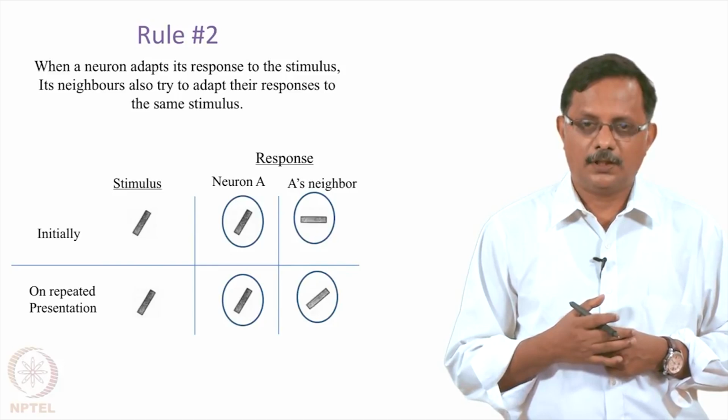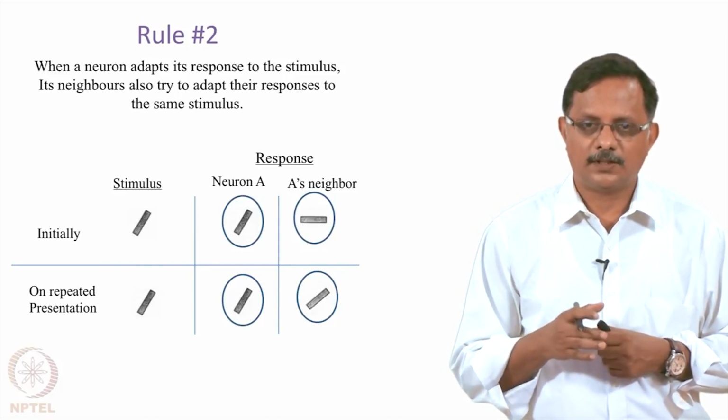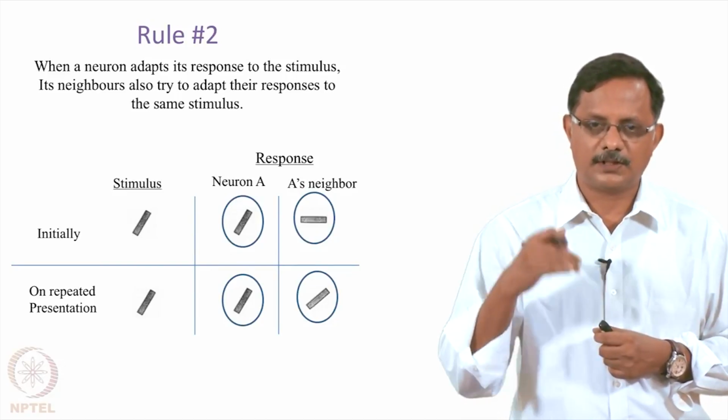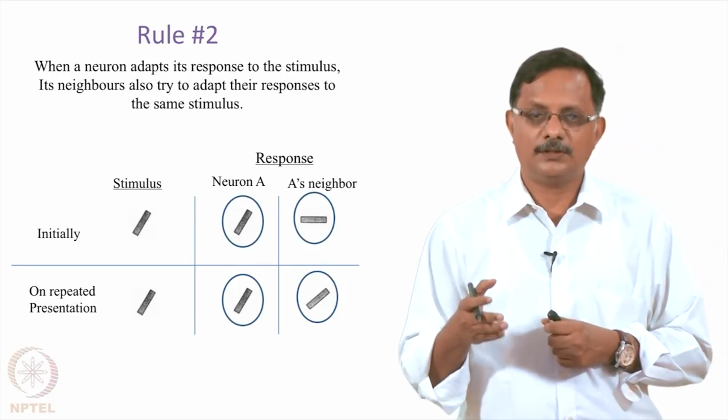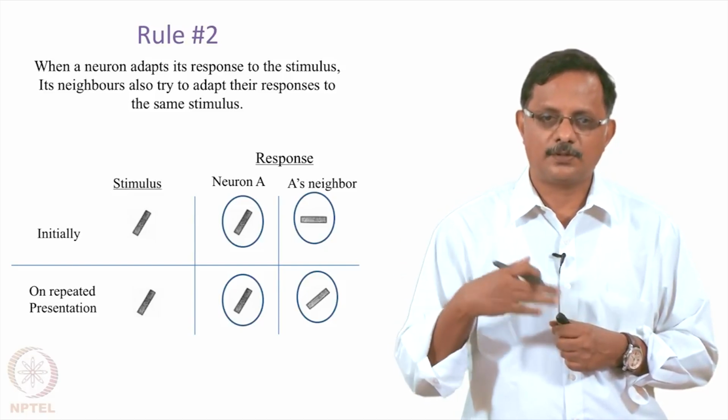Now, let us look at rule 2. Rule 1 talks about a given neuron and its relationship to the stimulus and how its response changes to a stimulus. Rule 2 talks about how the neighbor of a neuron responds to a given stimulus.